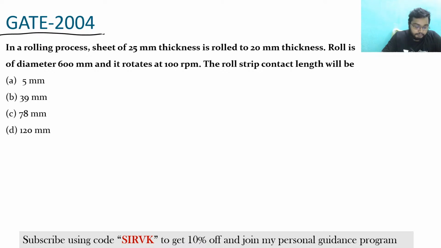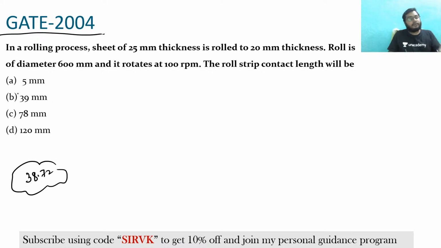Okay, very good. See, Ranveen, if your answer is 38.72, then the answer closest to it among the options is option B. So you can definitely go for option B. There is no need to get confused. Fine.